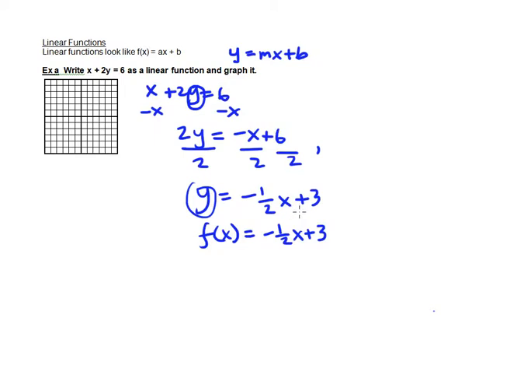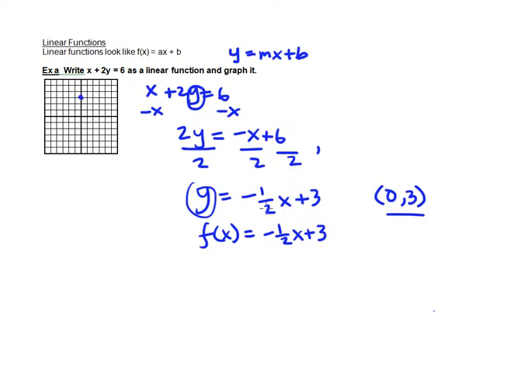So now that we've got the function, we can graph it, and we can use the slope-intercept form of this equation. So we've got y, or f of x, is equal to mx plus b. So this positive 3 is our b, which is our y-coordinate of the y-intercept, and the y-intercept is the point 0, 3. So I can go ahead and graph that.